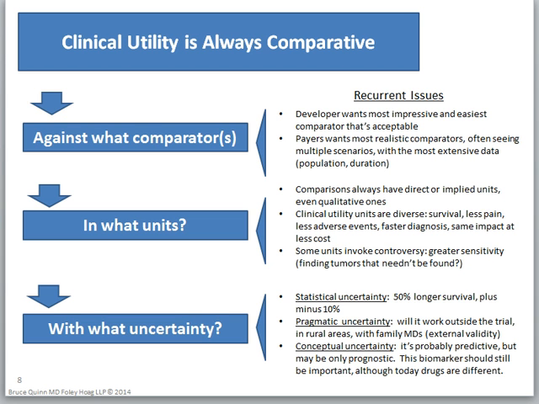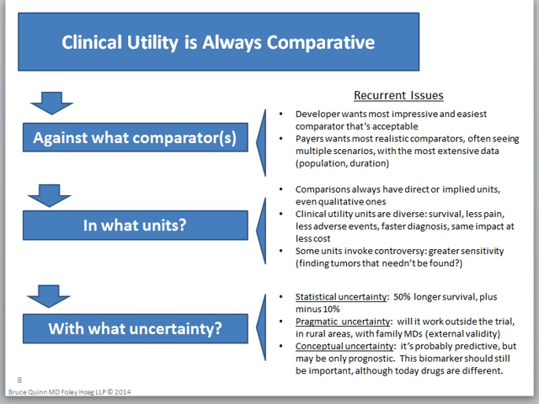There are recurrent issues. I talked about these in video 1, so I won't drain them again. But the developer wants probably the most impressive or easiest comparator. The payer will want extensive data, more population, more duration, multiple scenarios. The units could be very diverse: survival, less pain, fewer adverse events, faster diagnosis, the same impact at less cost. And we'll really dive down now into the bottom question.